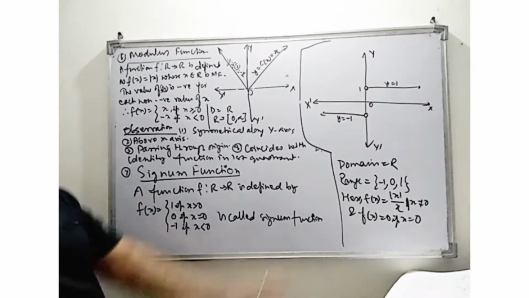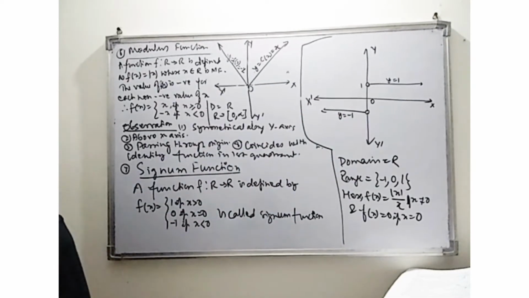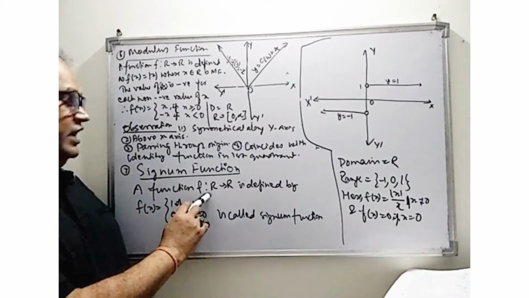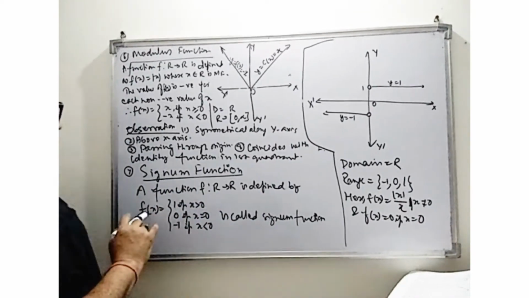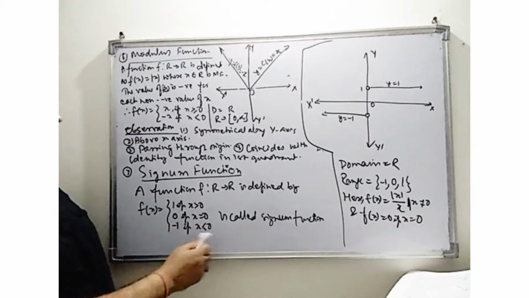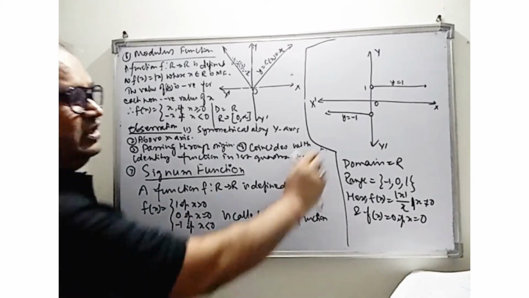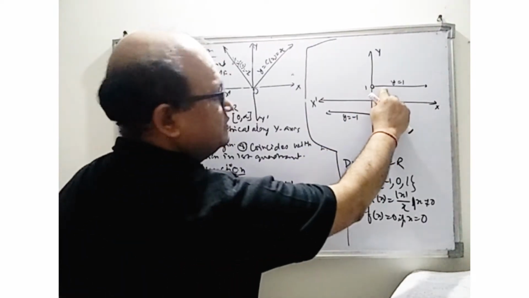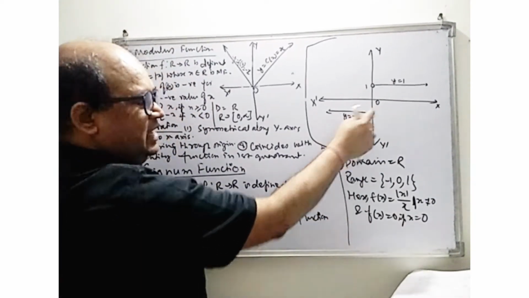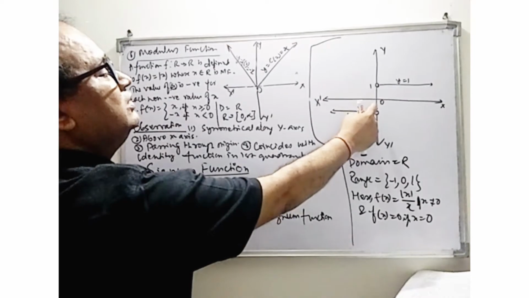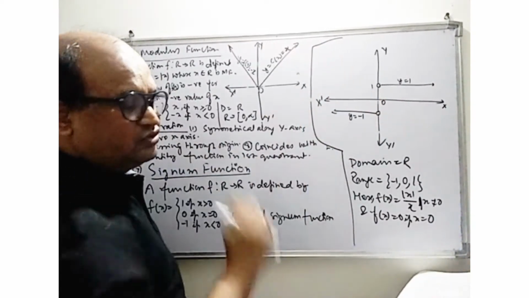Now let us come to signum function. What is signum function? The function f mapping from R to R is defined as signum function such that f(x) equal to 1 if x is greater than 0. If x is greater than 0, that means y equal to 1. If x is less than 0, y equal to minus 1. And if x equal to 0, then f(x) is also 0.